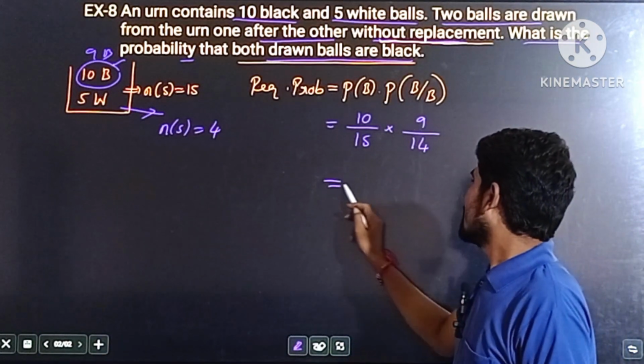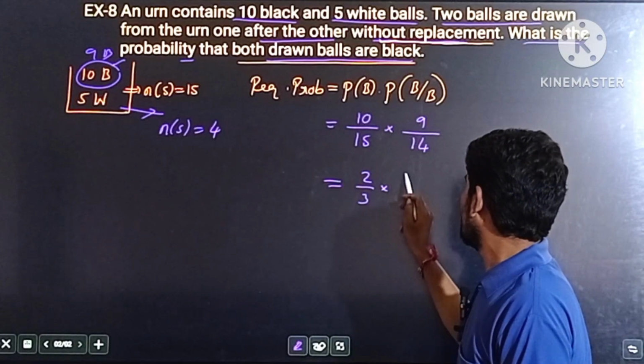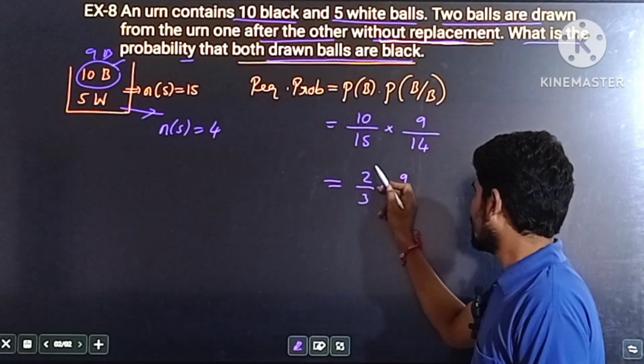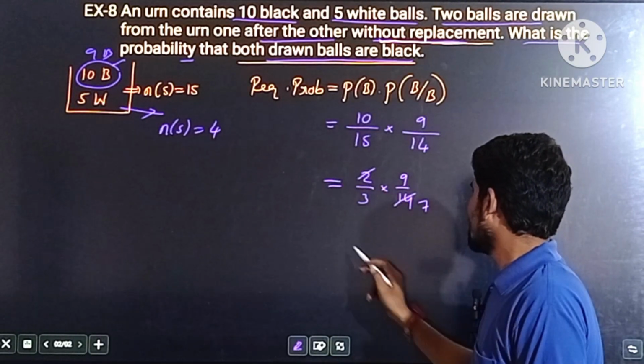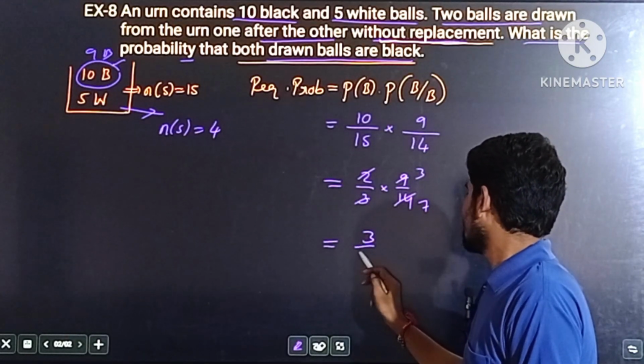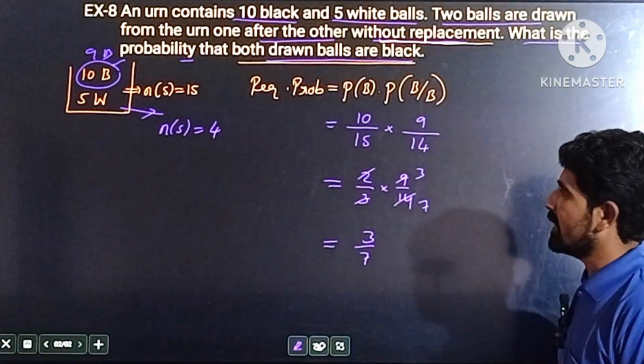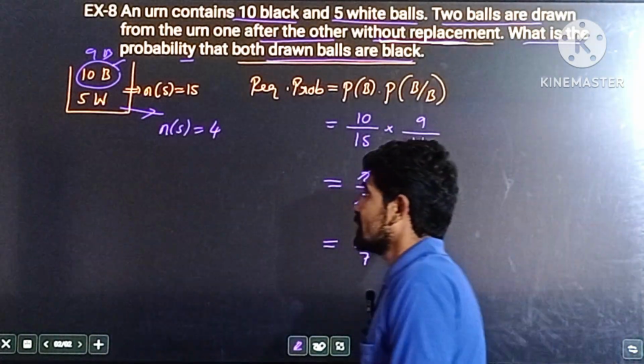And now you can cancel here. 5 2s are 10, 5 3s are 15, into 9 divided by 14. And now 2 1s are 2, 7 3s are 21, and 3 3s are 9. Hence 3 by 7 is the required probability that both the drawn balls are black. I hope all of you understood this question.